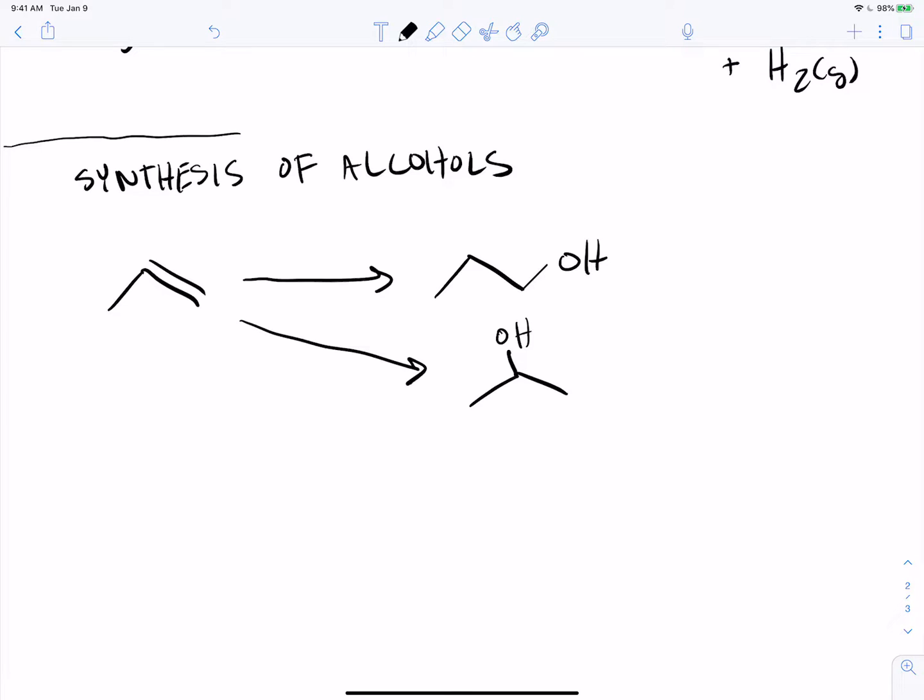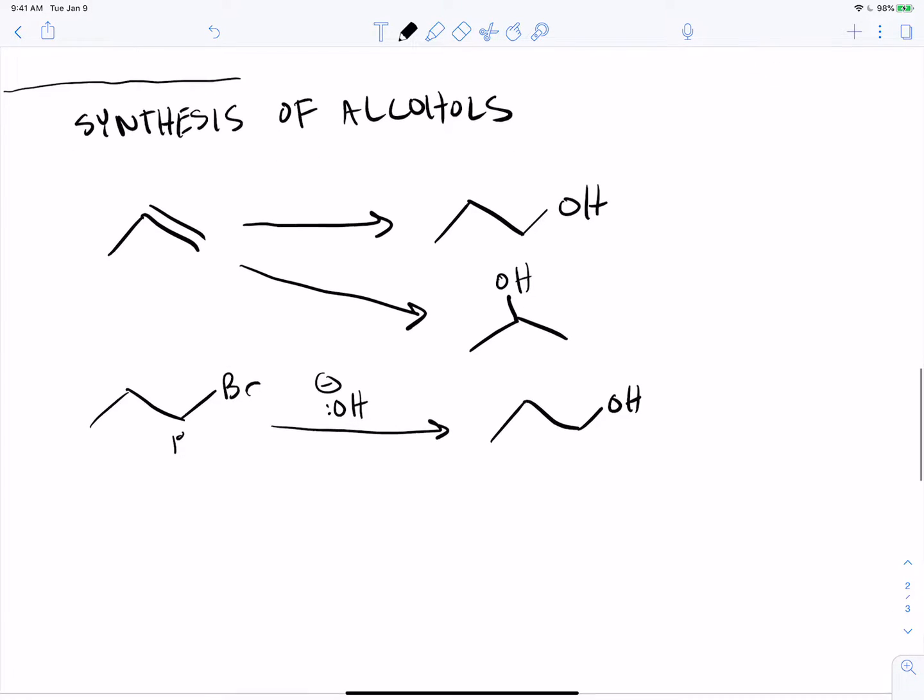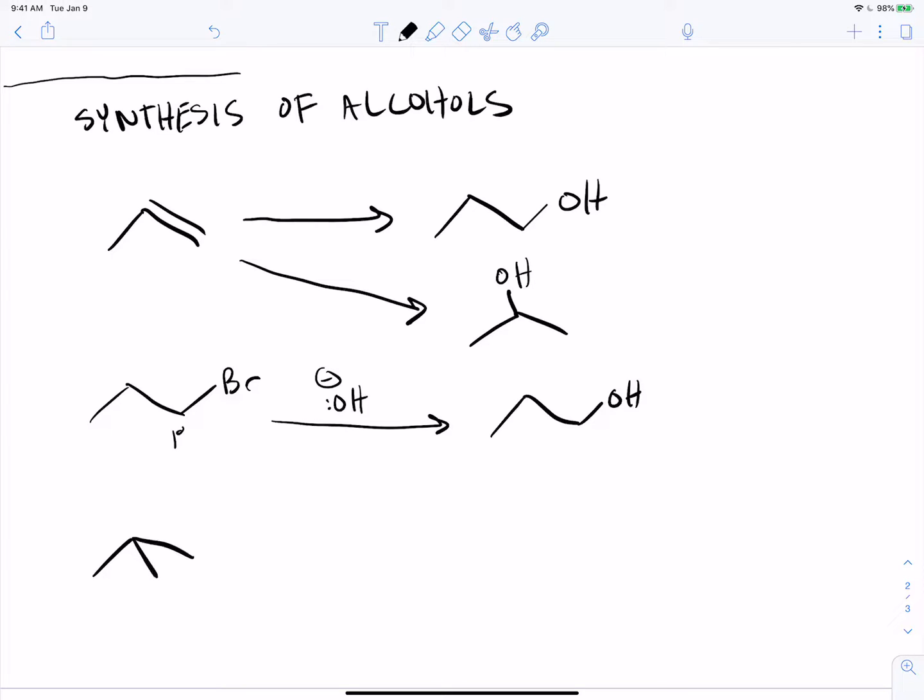Let's see. What other ways do we know how to make alcohols? We could also use something from last section. If we just took an alkyl halide, in this case this is primary, and add OH minus, now we can make an alcohol that way. And you could also use some SN1 chemistry if you wanted to. If I took this and subjected it to water, let's say, and just let it sit around long enough, now I can make a tertiary alcohol out of this.